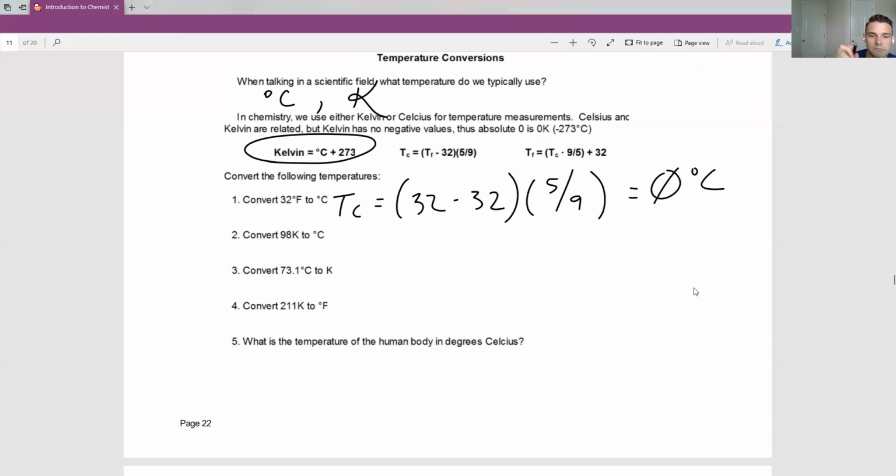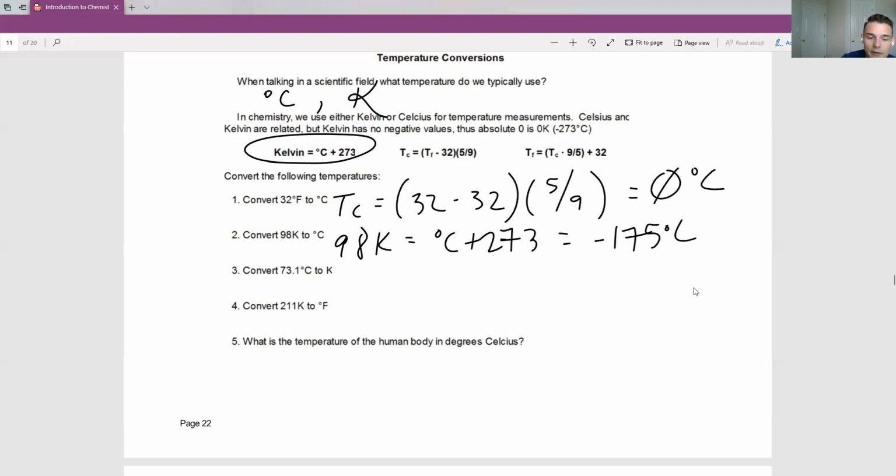Kelvin to Celsius, okay? So I know 98, I'm doing the one that's circled. Kelvin is equal to degrees Celsius plus 273. In order to do that, I'm going to take away 273 from both sides. And so my answer is going to be negative 175 degrees Celsius. Okay, I'll let you do 3 and 4 yourself.